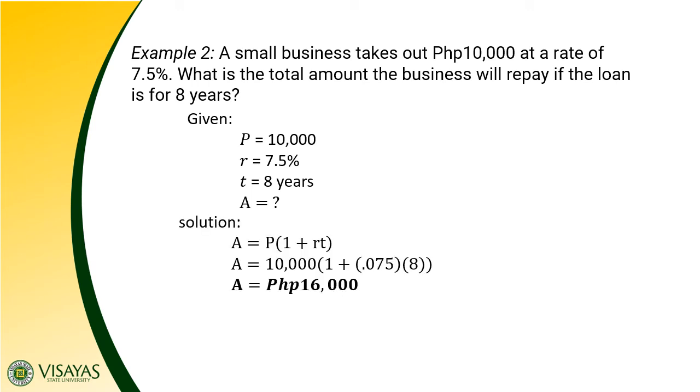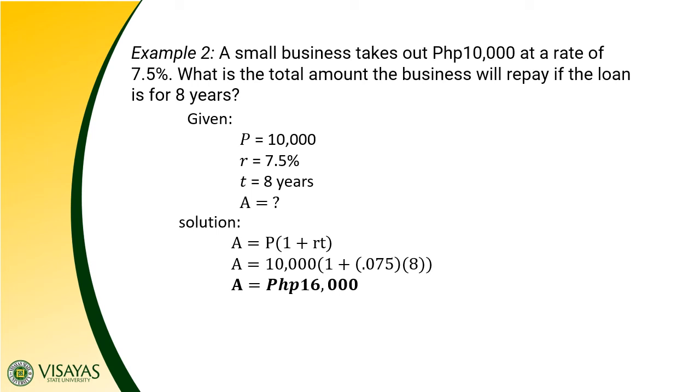Okay, just use the formula again. A is equal to P times 1 plus RT, and substitute the given: 10,000 times the quantity of 1 plus the product of 0.05 times 8, and that is equal to 16,000.